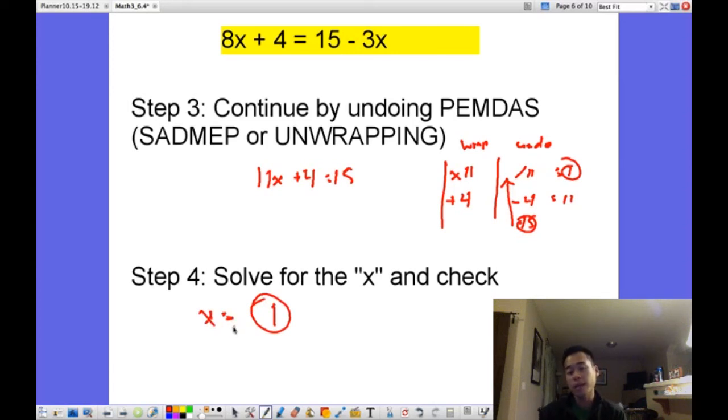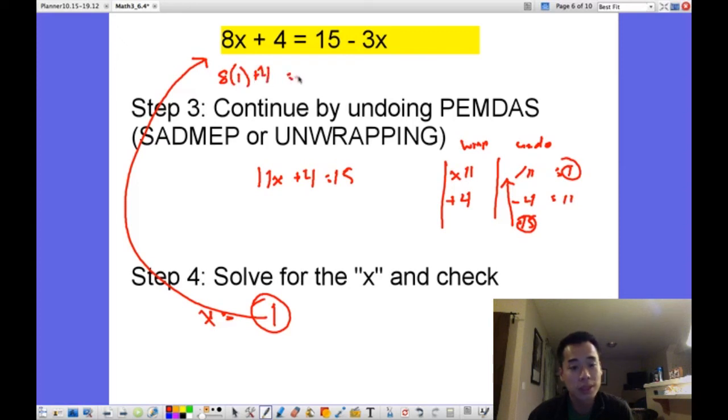Now is a very important step. You need to take the solution that you just found, and you need to take it back all the way up. And you need to substitute it back into the original equation, as is. So since x is equal to 1, let's check. 8 times 1 plus 4 should be the same as 15 minus 3 times 1. I know that 8 times 1 is 8 plus 4. 15 minus 3 times 1 is 3, so I really get 12 is equal to 12. Yes, my solution checks out.